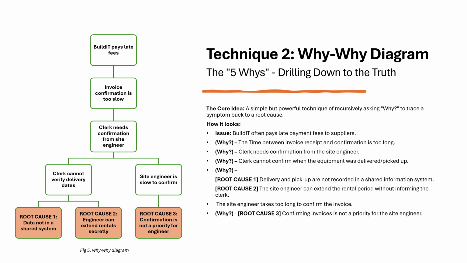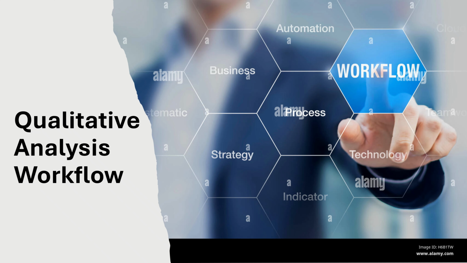Then we branch. The site engineer is slow to confirm the invoice. Why? Because confirming invoices is not a priority for them. This is a third root cause. By mapping the chain graphically, we identify the points where the process breaks down, which gives us specific targets for improvement, like implementing a shared data system. This brings us to the end of our toolkit.